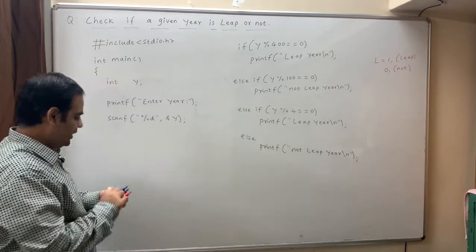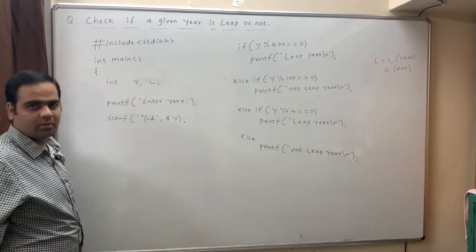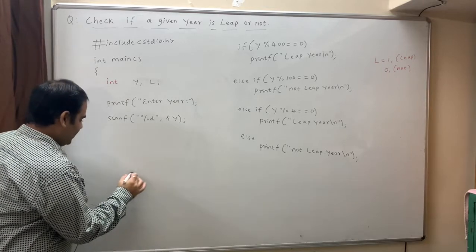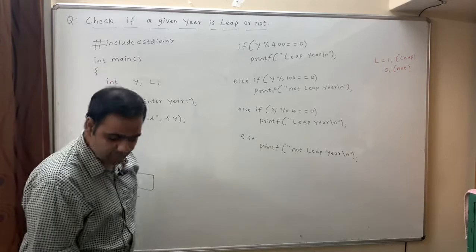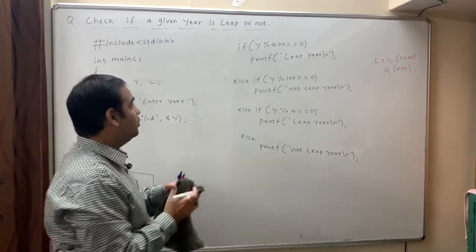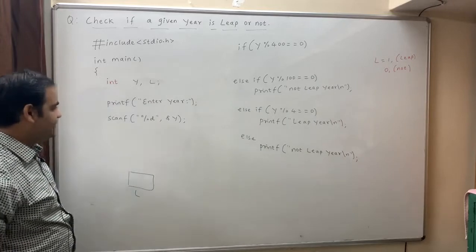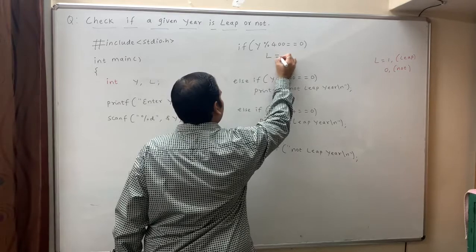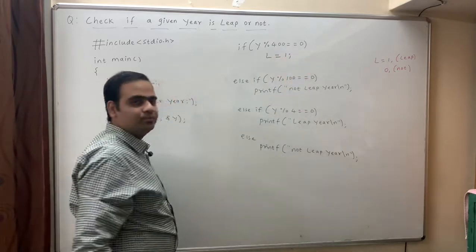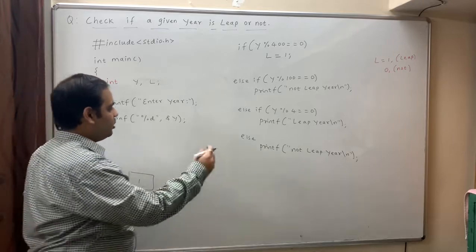Now let's declare one variable called L, which will hold the answer. There is a variable L over here, which is garbage as of now. There is nothing over there. Now what we do, we check if year is divisible by 400. Yes, year is divisible by 400. That means it is a leap year, and we say L equal to 1. Therefore, the value of L will be 1. Now, the rest of the things won't be checked.